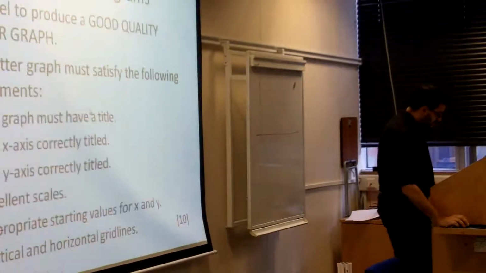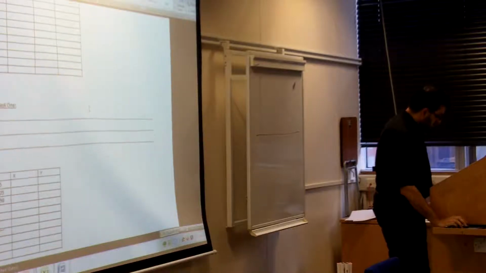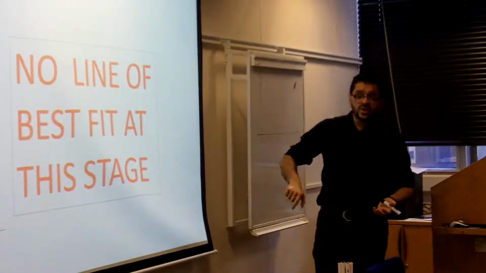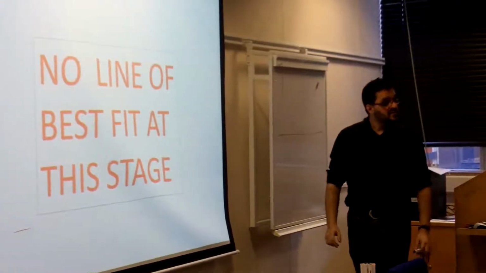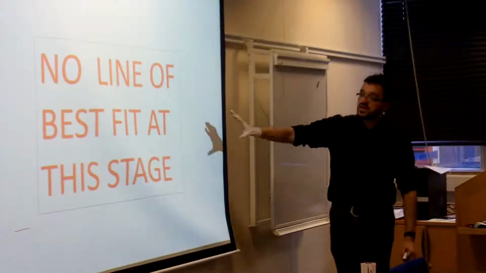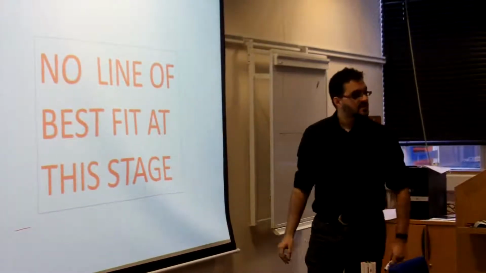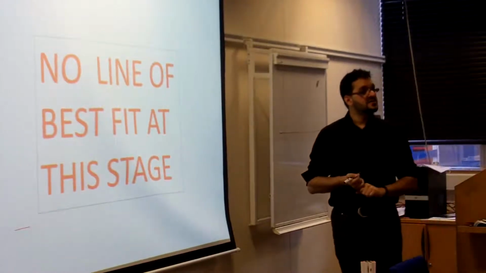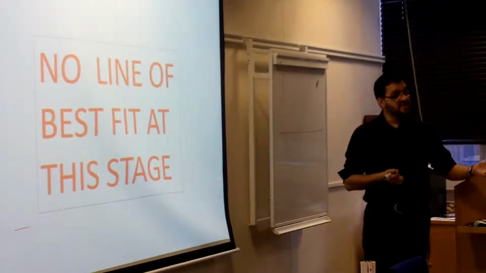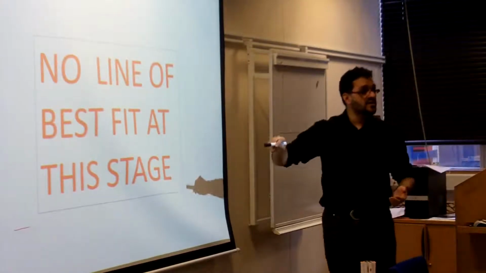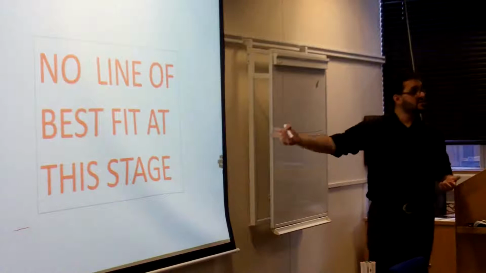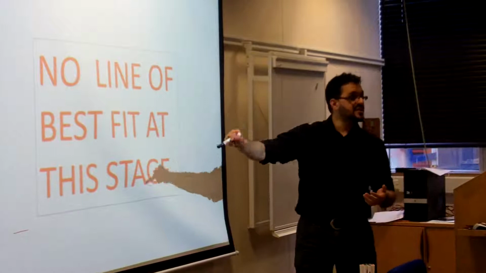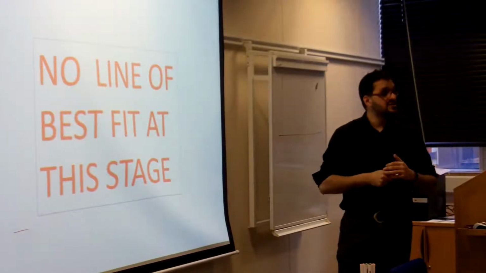Right, so at this stage where you have your graph, do not do the line of best fit. Now think about this. What does the line of best fit mean? It means you are saying there is a relationship between X and Y. But have we found that? Have we concluded there is a relationship? Have we said that this is linear? We haven't said that at this stage.